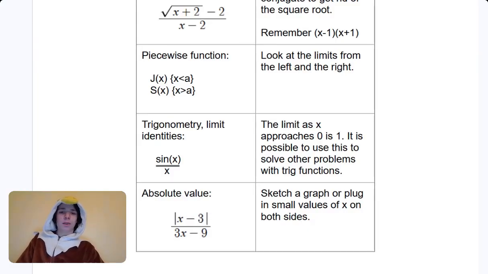And then same thing with absolute value. A lot of the times these are limits that don't exist, as we saw in the previous video. But you can sketch a graph or plug in values that are really close to the target value on both sides, because on one side it's going to be positive, on one side it's going to be negative, and that limit's not going to end up existing.